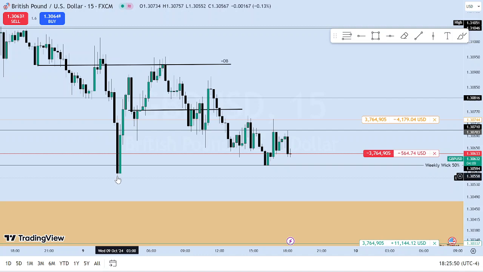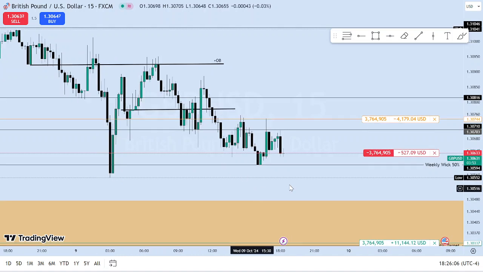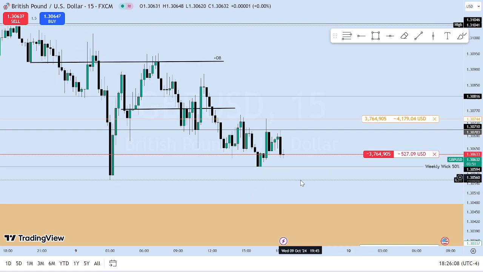The wick shows that price will reach out here, price reached this level, but the body will tell us the story and give us the narrative. That's where we close, at the body. The body.